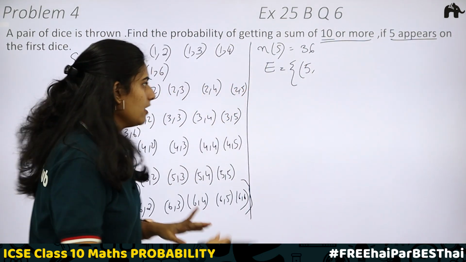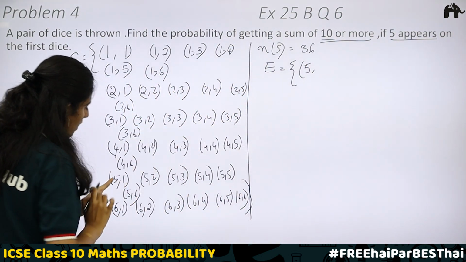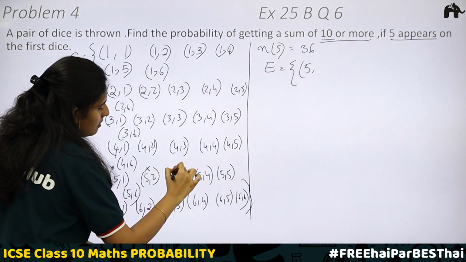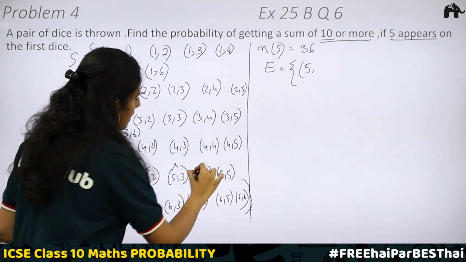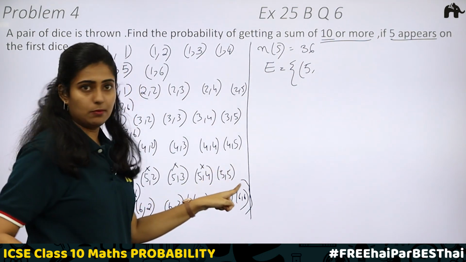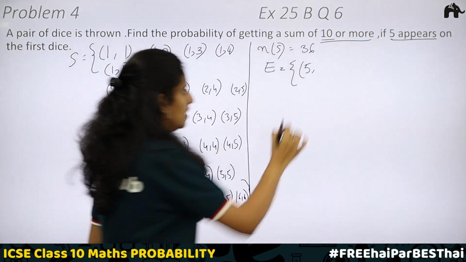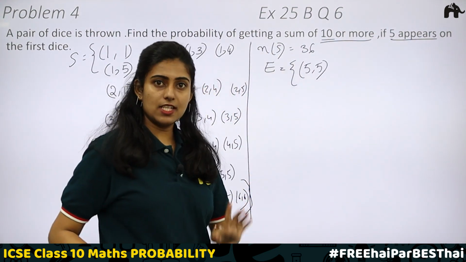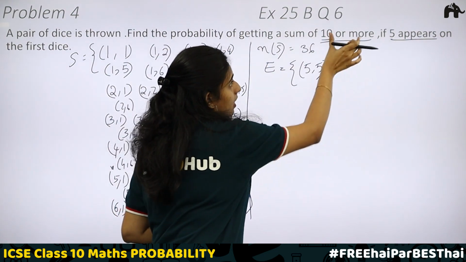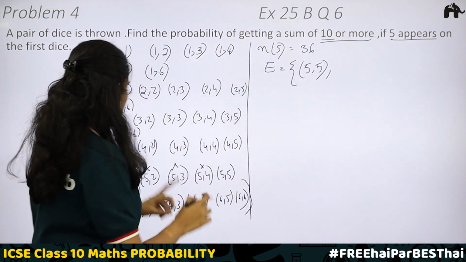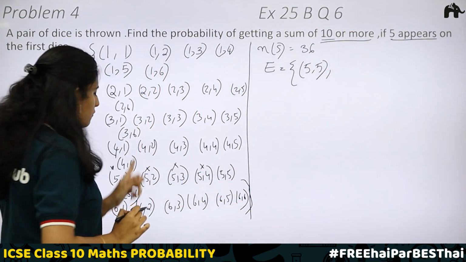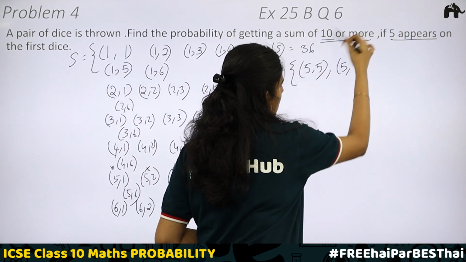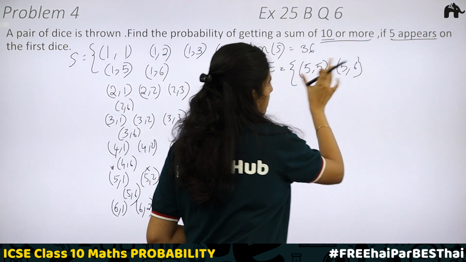5 and 1. When you take 5 and 1, it is 6. Not possible. 5 and 2, it is 7. 5 and 3, 8. 5 and 4 is 9. 5 and 5 can be taken because 5 plus 5 is 10. So one chance is getting 5 on the first die and the same 5 on the second die. Then 10 or more. When you take 5 and 6, 5 plus 6 is equal to 11. So that can also be chosen. It is a number greater than 10. So we have just two options.